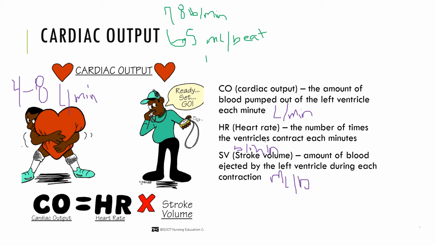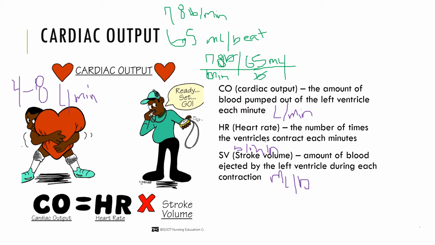All right, so we're going to do 78 beats per minute. Sorry, this is really horrible drawing. Okay, so you have beats per minute. Then you're going to do 65 mLs per beat. So now I get rid of my beat and my beat.